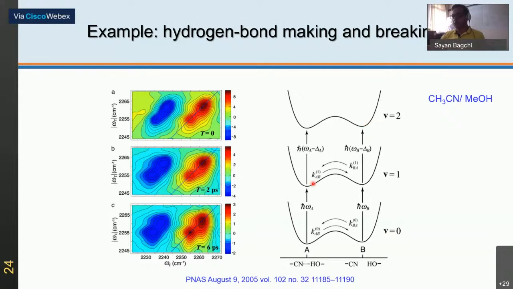So v equals 0 to 1 is this set of peaks. We have two diagonal peaks, and from initial to final, cross peaks are coming up. If you plot not in a contour map but in a mountain way, it is easier to understand. And it's also happening in the case of the 1 to 2 transition. That means this exchange is also happening in the excited state.